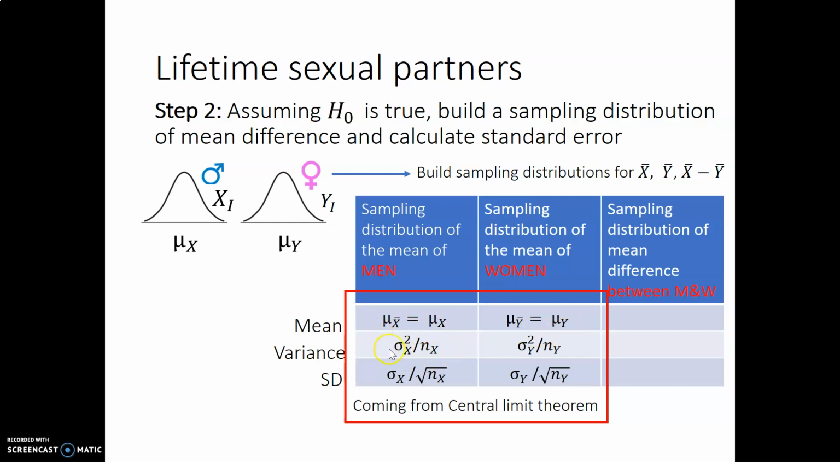I think it's pretty straightforward. So we have worked out these 6 values for these 6 cells. It's pretty easy. We have learned it before. Next step, we want to work on these 3 cells and calculate the numbers. This last column contains the information about a sampling distribution of the mean difference between men and the women.